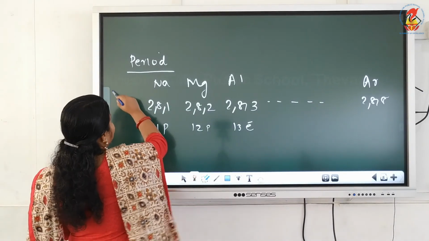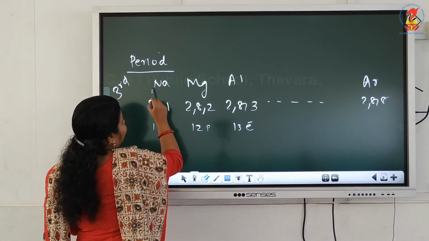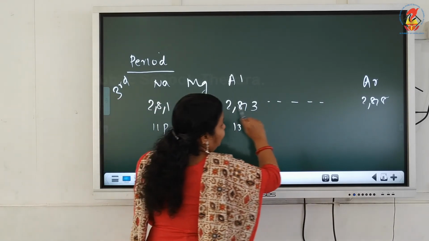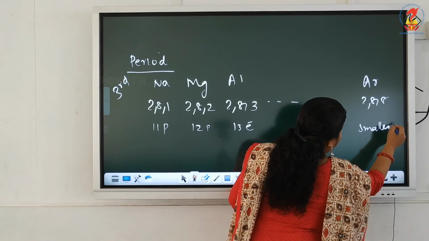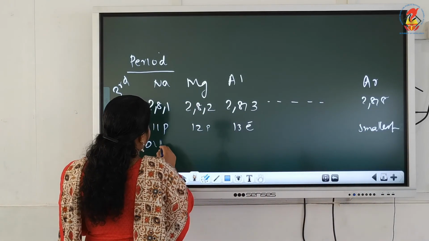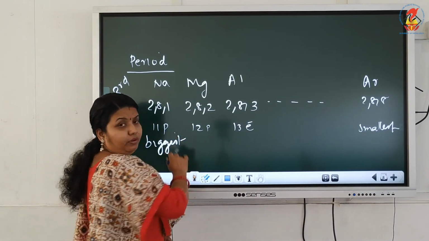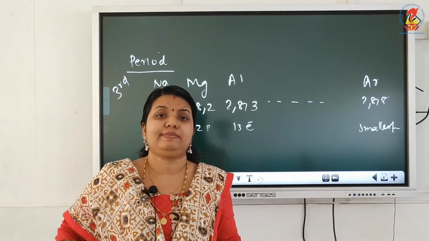So here, this is the third period. As you move from left to right, size decreases. So this will be the smallest atom. Argon will have the smallest size and sodium will have the biggest size in the third period. Okay, as you move from left to right, size decreases.